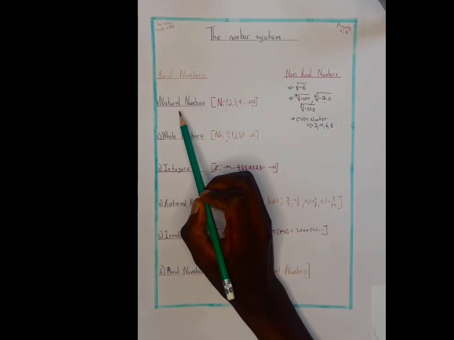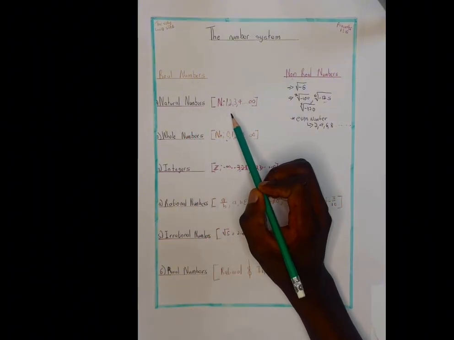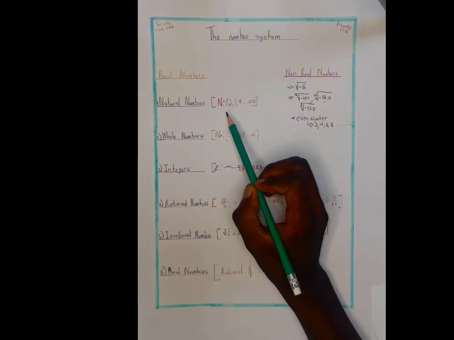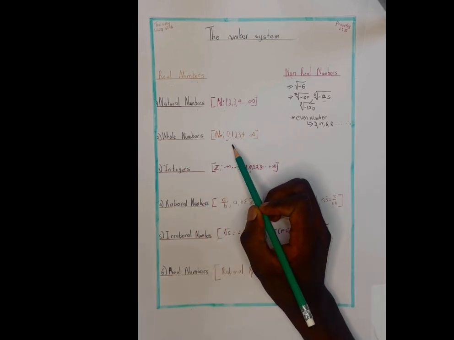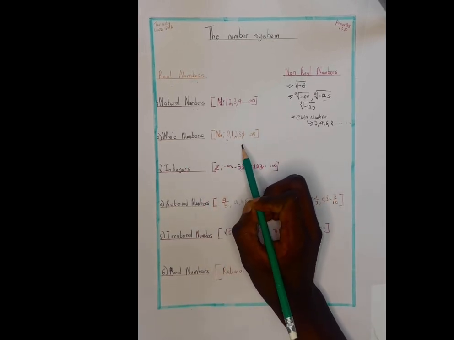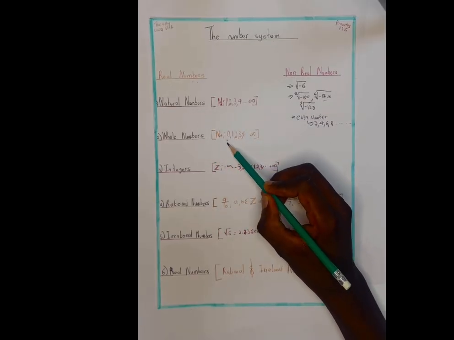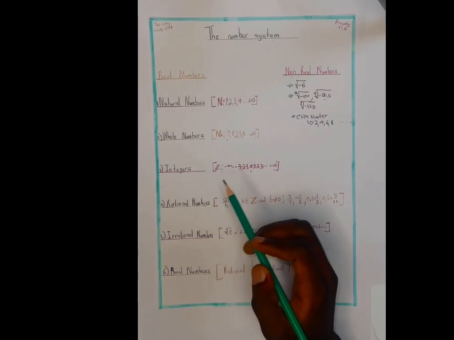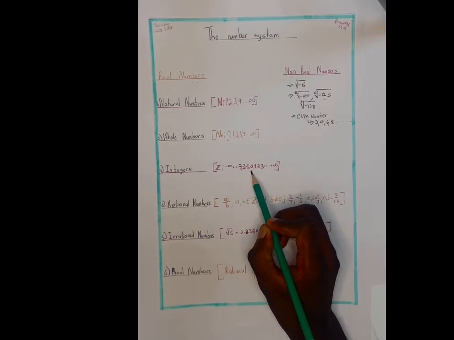We have our natural numbers as part of the list, which are all positive numbers which start from 1 until infinity. Then we have whole numbers, which are all positive numbers including 0. So the difference between your natural numbers and your whole numbers will be only 0. Then we have our integers, which include all negative numbers and all positive numbers, also including 0.